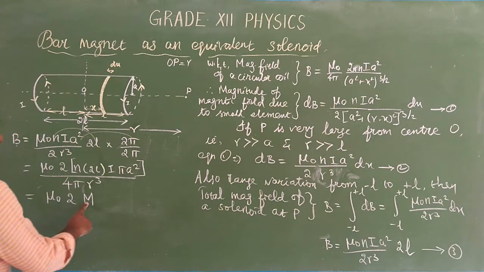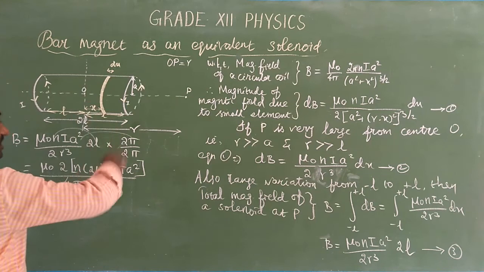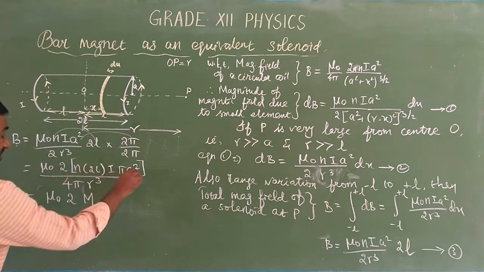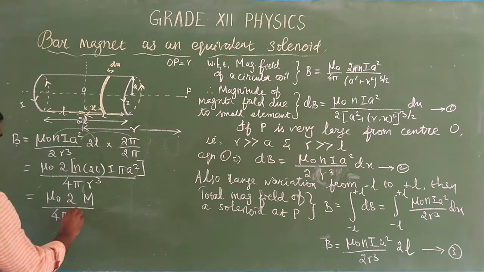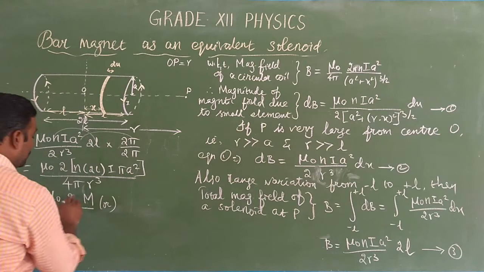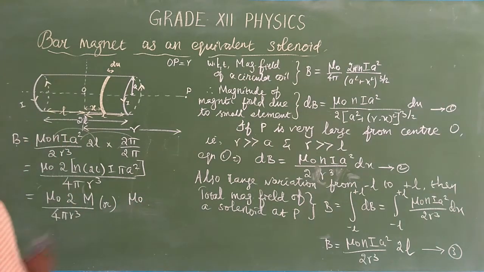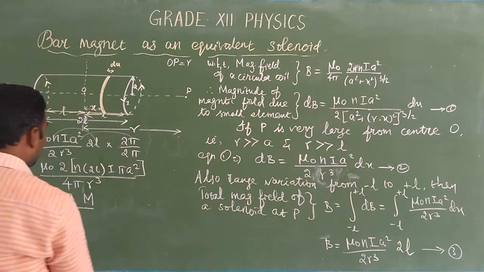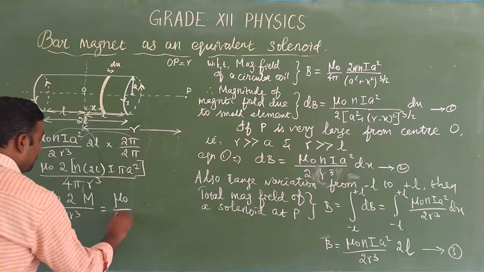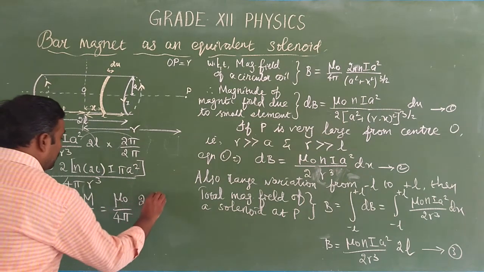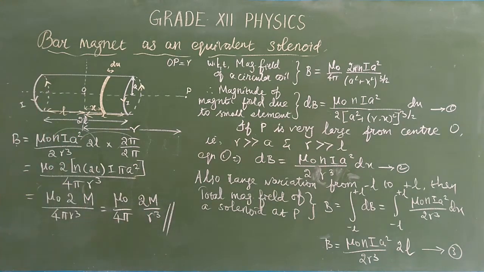So the magnetic moment of the solenoid is the product of the number of turns in the length of the solenoid with the current and the area of cross section. So this bracketed term becomes the magnetic moment, divided by 4 pi R cube, and the 2 and this 4 cancel. So mu naught 2M by 4 pi R cube, or we can separately write mu naught by 4 pi into 2M by R cube. So this is the magnetic field produced by the solenoid.